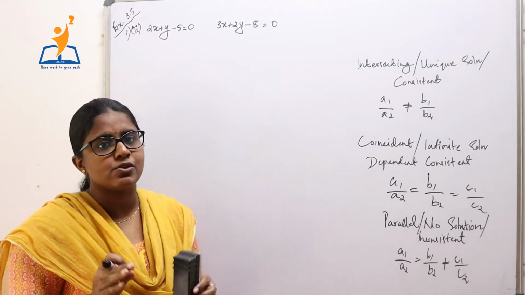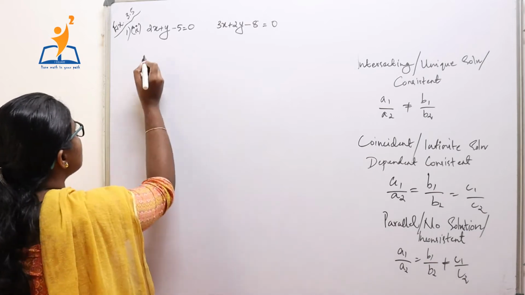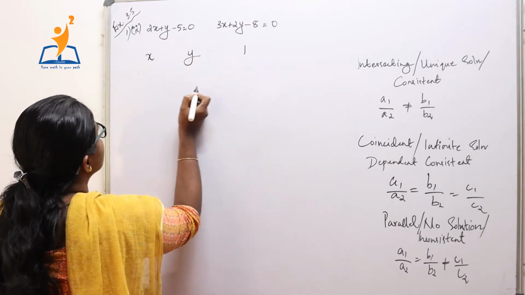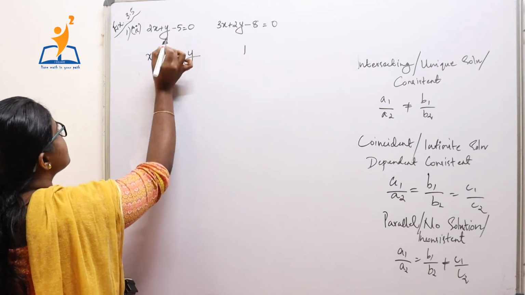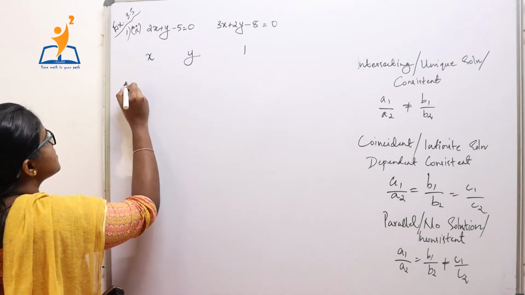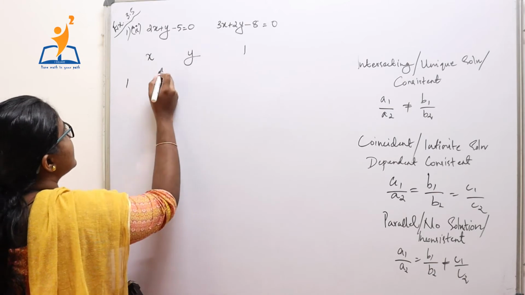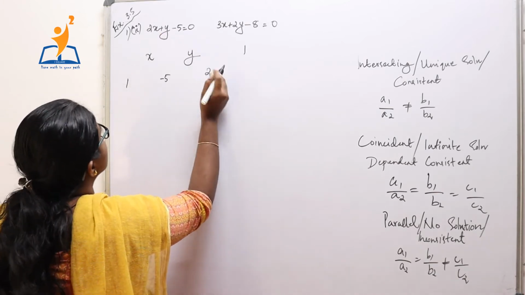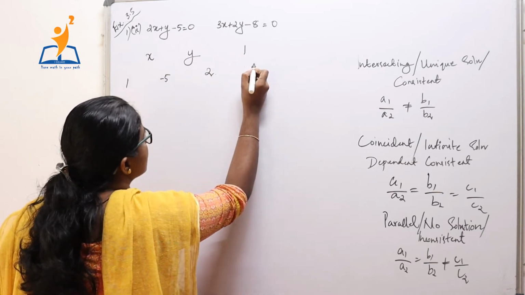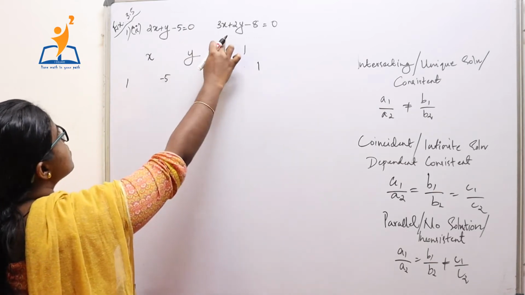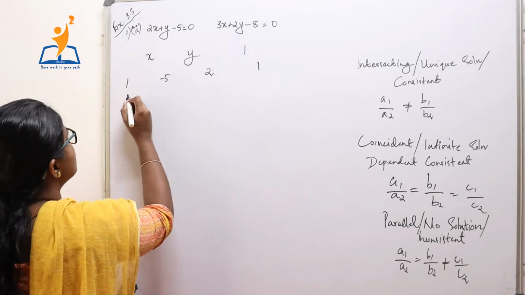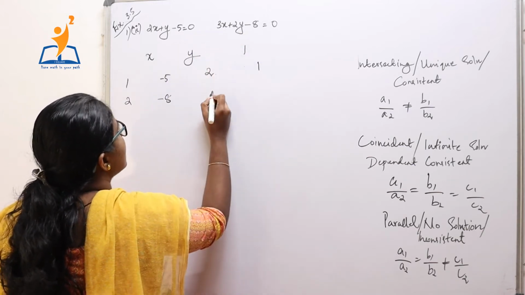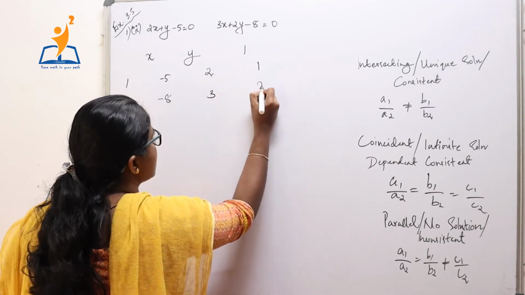How will we find it using cross multiplication method? We want to use that diagram x, y, 1. In between we have the coefficient of y's, that is 1, again minus 5, again 2 and again 1. And here also, first of all, we will have 2, minus 8, 3 and 2.